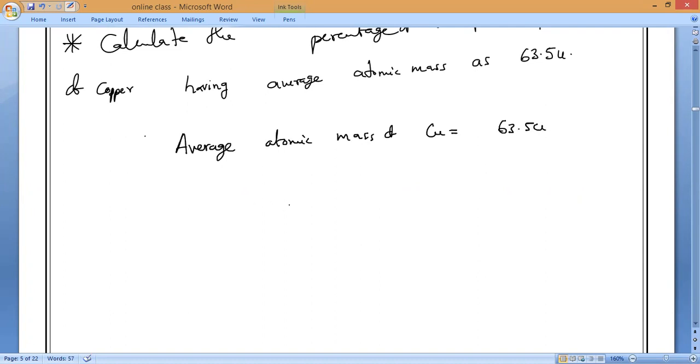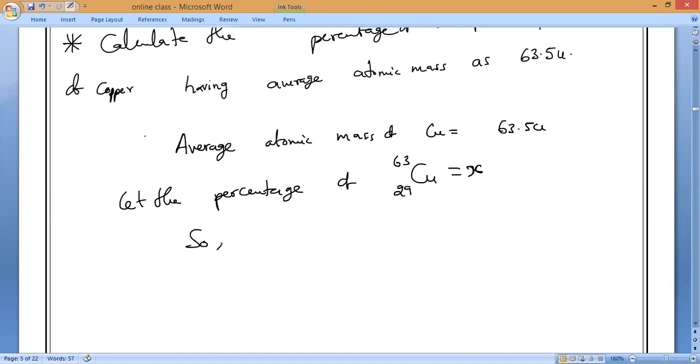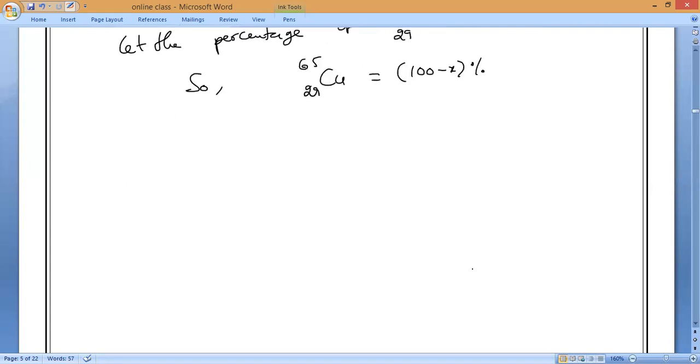You have to try. So let the percentage of the first isotope, copper 63, how much can we take? X. Yes or no? Yes, sir. So what about the next percentage? 65, how much will it turn, guys? 100 minus x. Okay. Then average atomic mass, what is the formula?